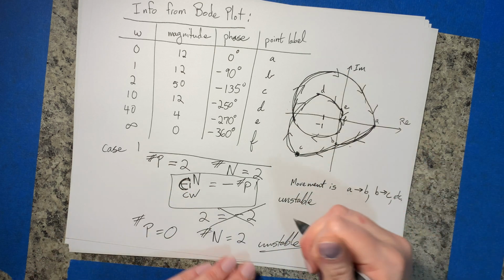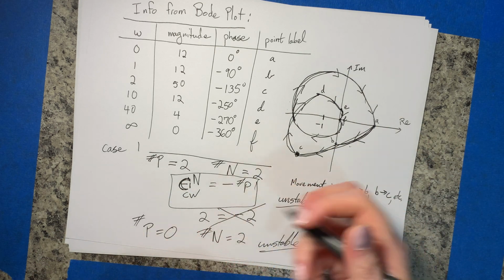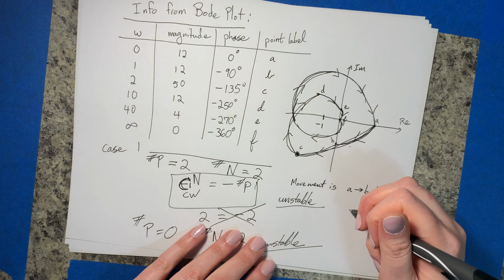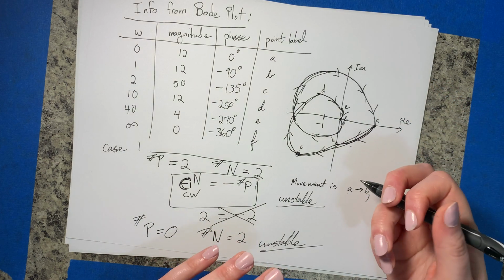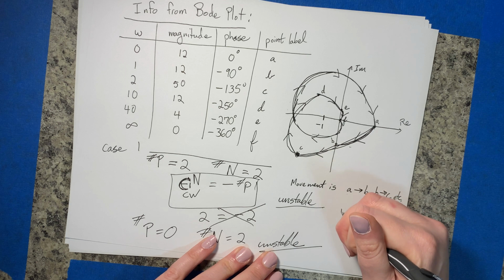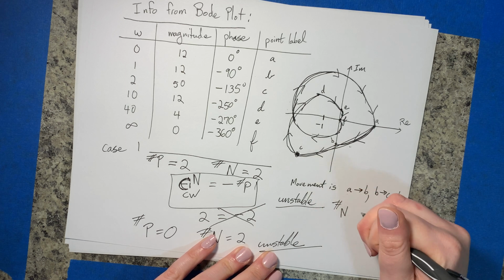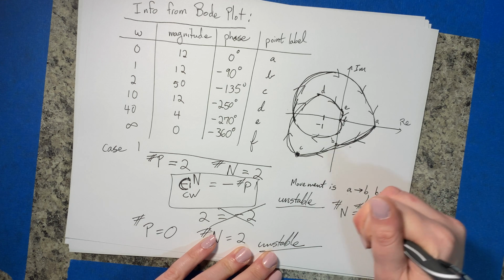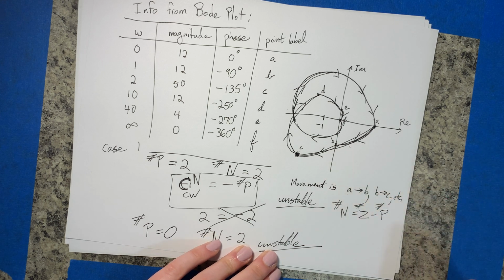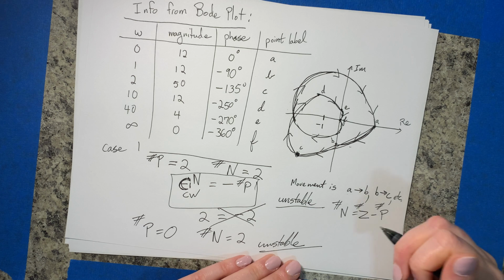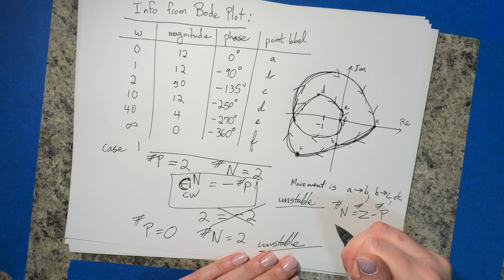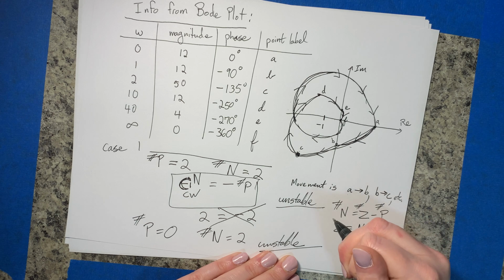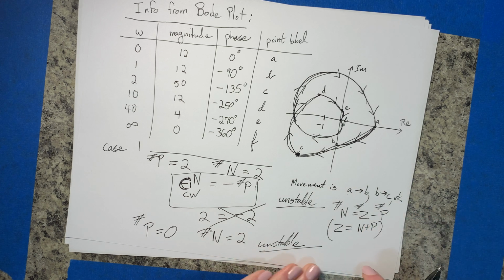But what if we wanted to use the analysis formula? So yes, we know it's unstable, but how many roots exist in the right-hand plane total for the closed loop system? Well, then we'll want to use our analysis formula. So we have N equals Z minus P, and this Z number is the number of total closed loop roots. By the way, your book shows this as Z equals N plus P. Either way, they're the same formula.